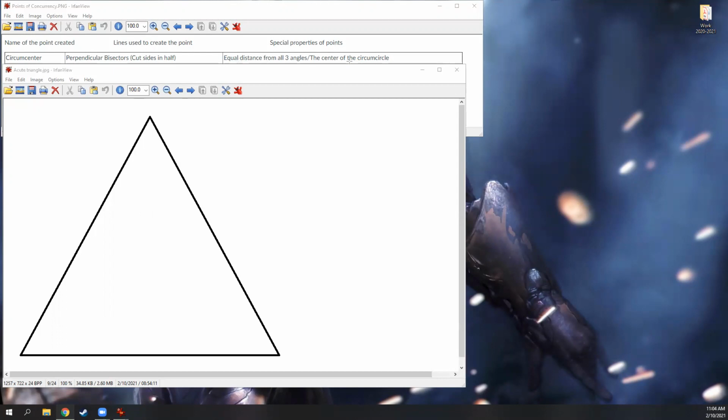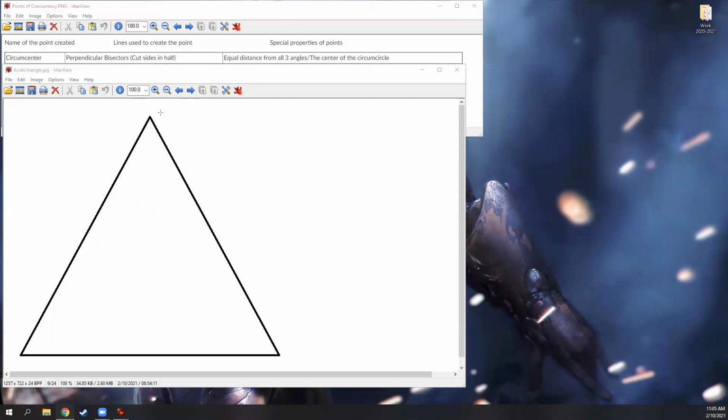Also, fun fact, circum in Latin means circle. So the center of the circumcircle would be the center of the circle. Whatever. All right. So what is a perpendicular bisector? Well, a bisector means to cut something in equal halves. So cut something in half, and those halves are equal. Bisect, cut it in equal halves. Perpendicular means, well, 90 degrees.